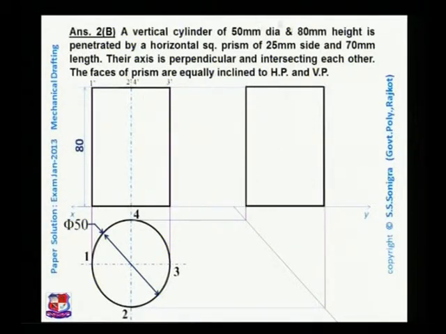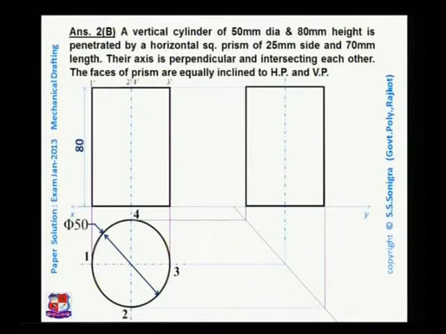Draw a rectangle having height 80 mm and width 50 mm over here. So this indicates the side view of the given cylinder. Draw its axis as well like this. This is the axis of the given solid in side view.